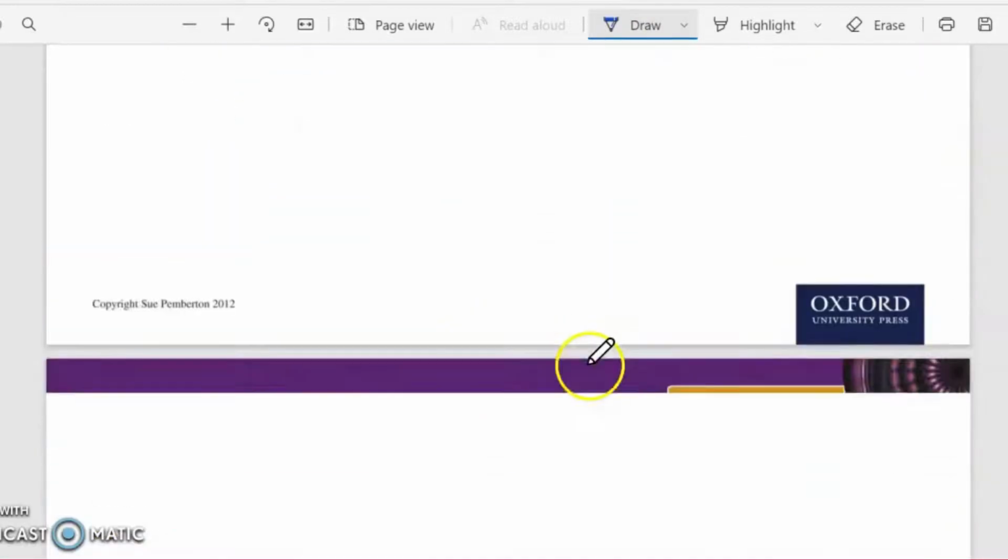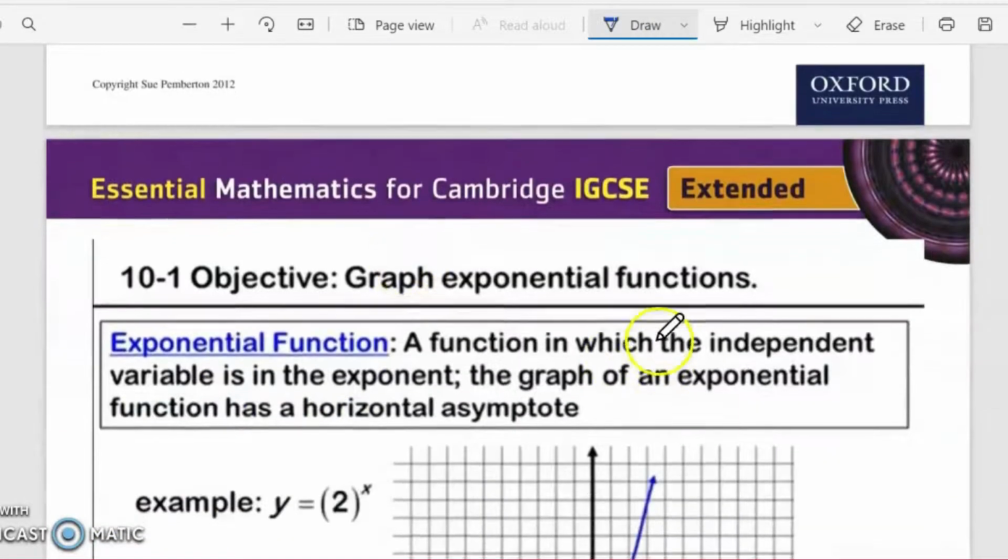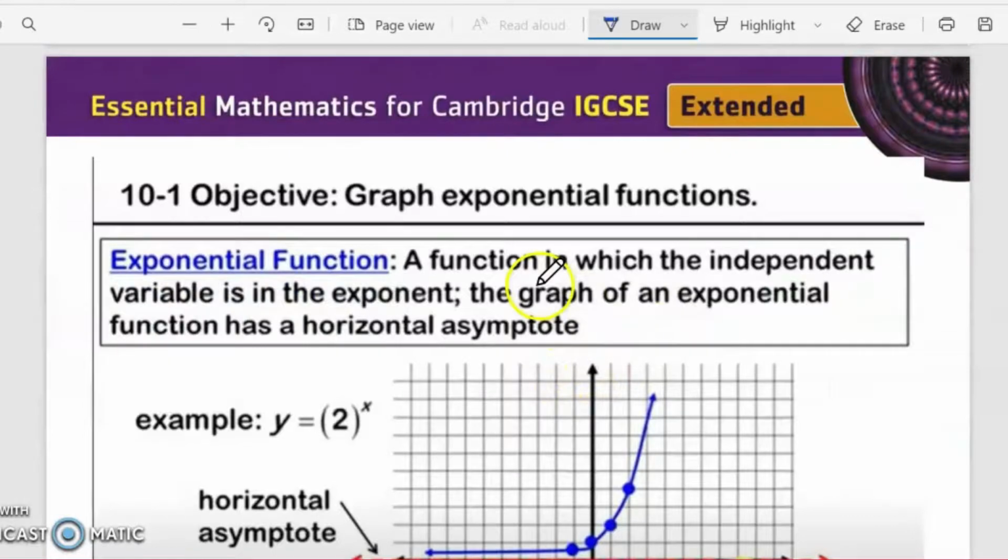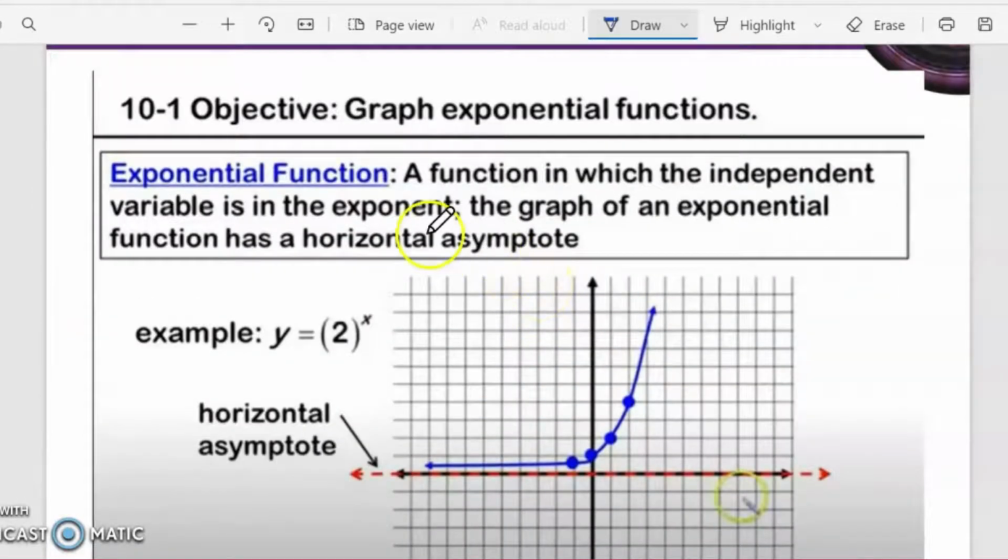Okay, so we got the first one, which is a positive exponential, which we call exponential growth. Okay, so exponential function is a function in which the independent variable is in the exponent. The exponent is here. The exponent we refer to as the power of. Okay, power of. So here the exponent is x. It means x is in the power of the function.